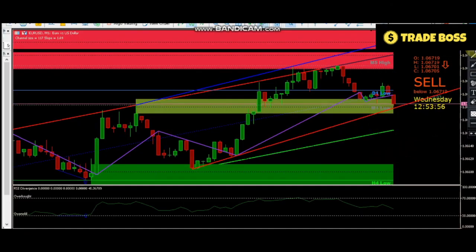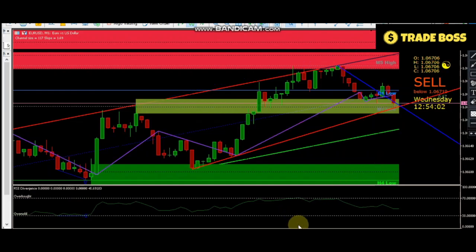Here is a new signal for 1 minute, because the bottom is a buyer's area and the candle has touched the red line of the major channel.